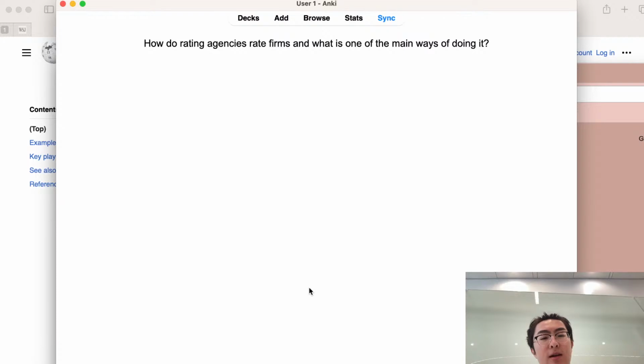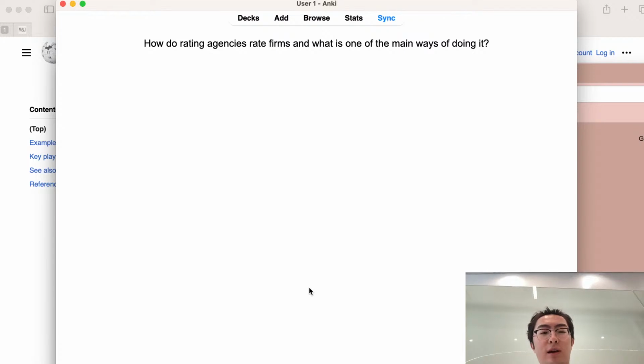Okay. So rating agencies, referring to credit rating agencies, rate firms based on their credit risk. Credit risk really is the idea of, are they able to pay back the debts, the loans that they owe? The main way they go about doing this is using the interest coverage ratio. So that's the idea of taking their operating income and dividing it by their interest expense. So this is a measure of how much are they earning compared to how much they have to pay in terms of interest.